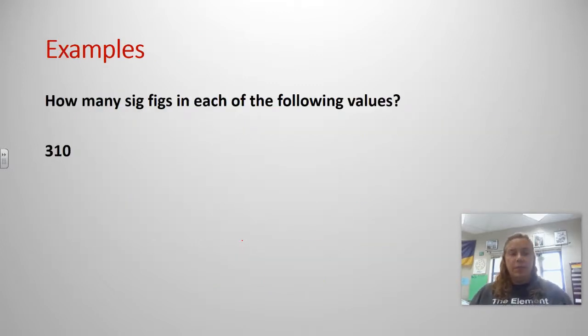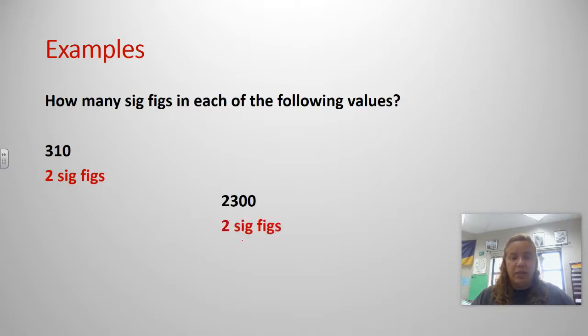Now, here are some examples. How many sig figs in each of the following values? So look at 310. We see we have a trailing zero, but we have no decimal point. So we have 2 sig figs. Looking at 2300, again, no decimal point. We have trailers. So again, we have 2 sig figs.